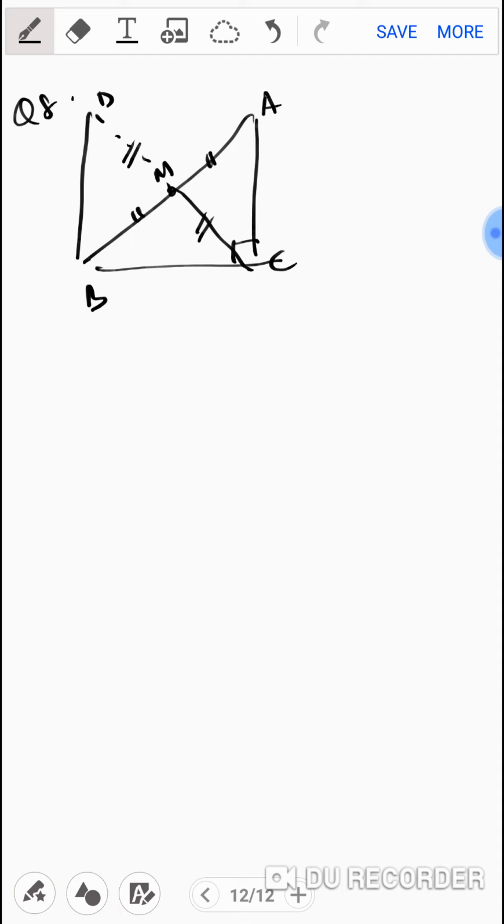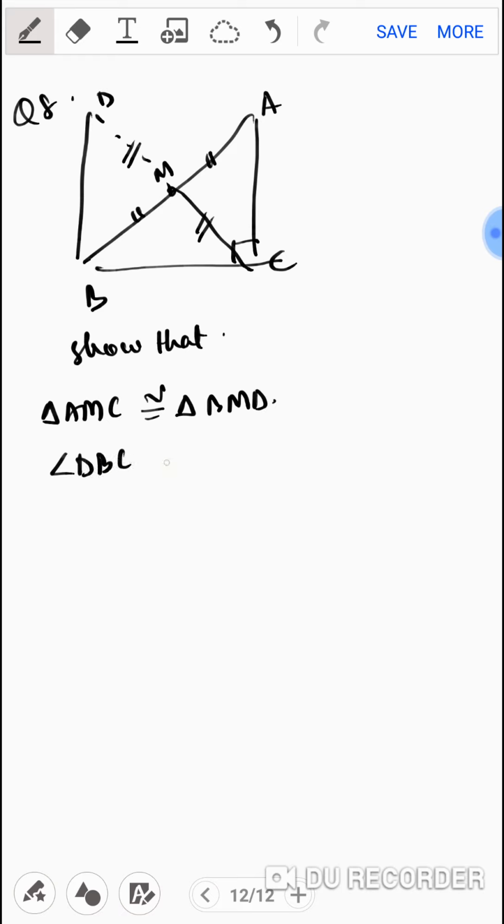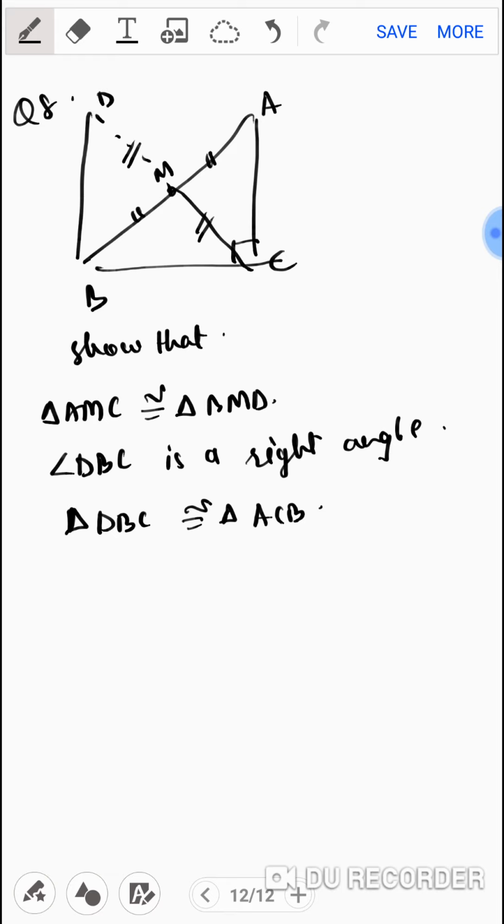What is further said is that you have to show that triangle AMC is congruent to triangle BMD, and you have to show angle DBC is a right angle. And you have to show that triangle DBC is congruent to triangle ACB. And you have to show CM is half of AB. Now what will you do?